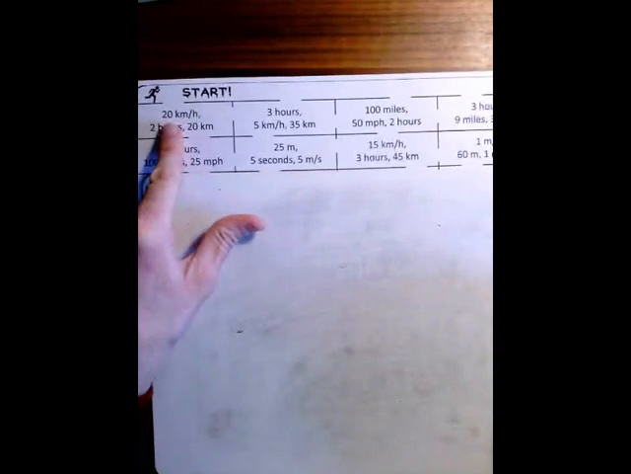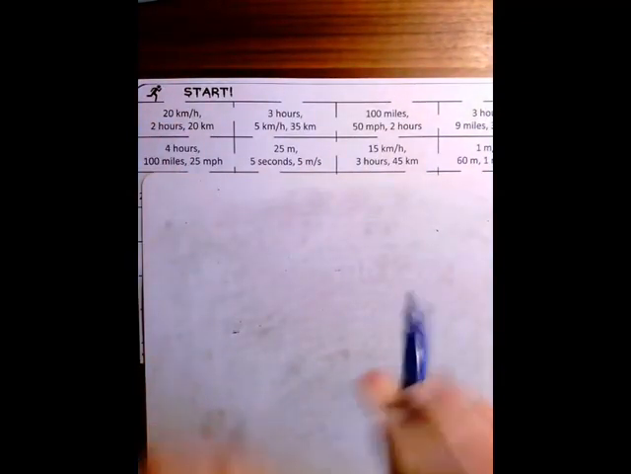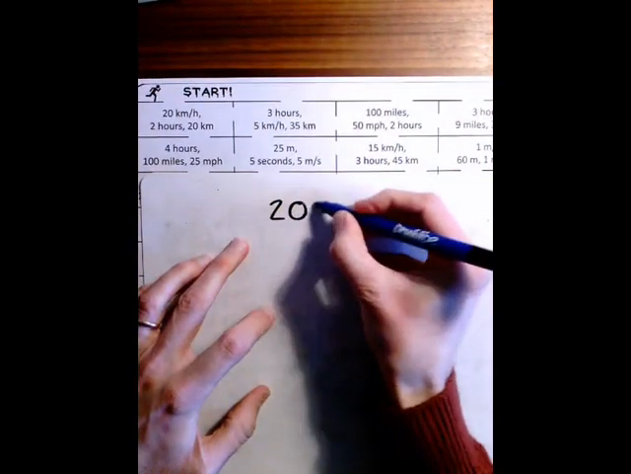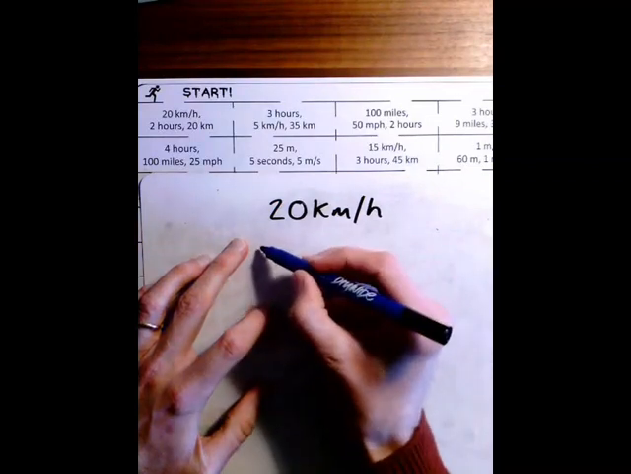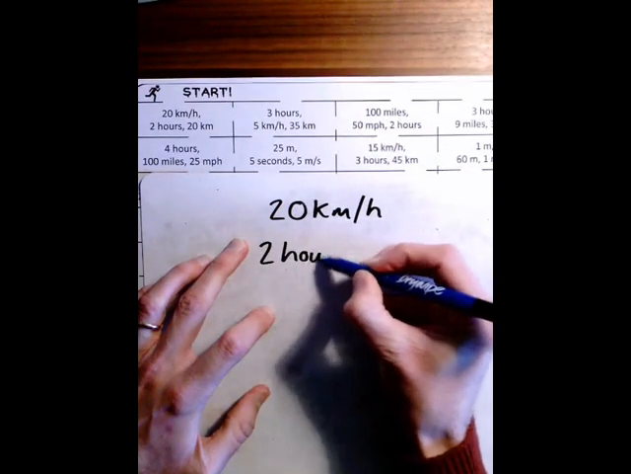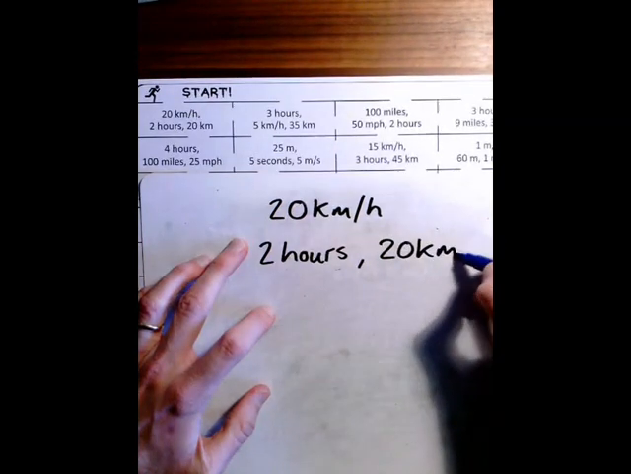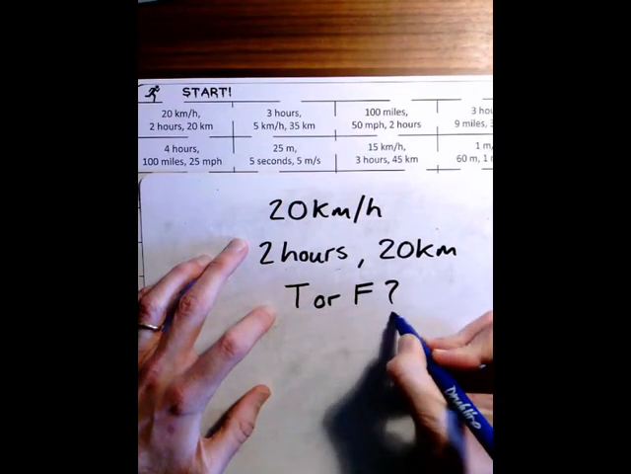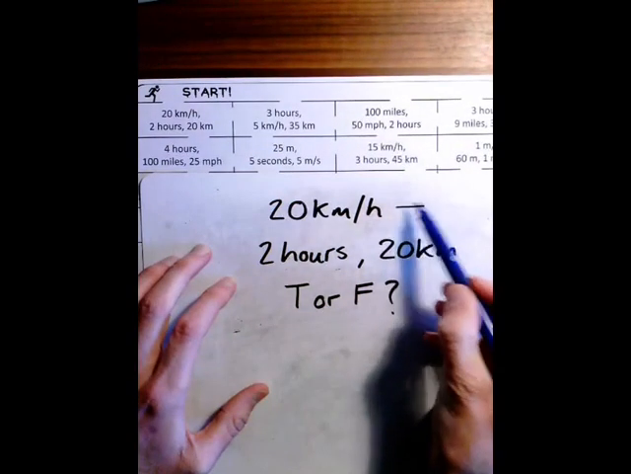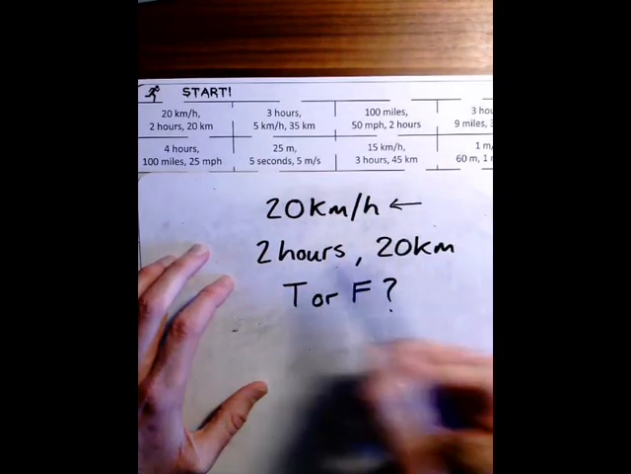For instance, let's have a look at this top one here. What you're presented with are 3 pieces of information. It's telling you an average speed of 20 kilometers per hour, and you have a time of 2 hours, and you have a distance of 20 kilometers. What it's asking you is, is this a true or a false statement? Is this speed calculated by dividing this distance by this time?